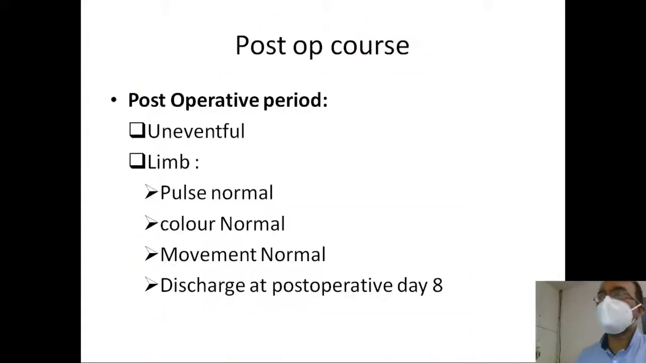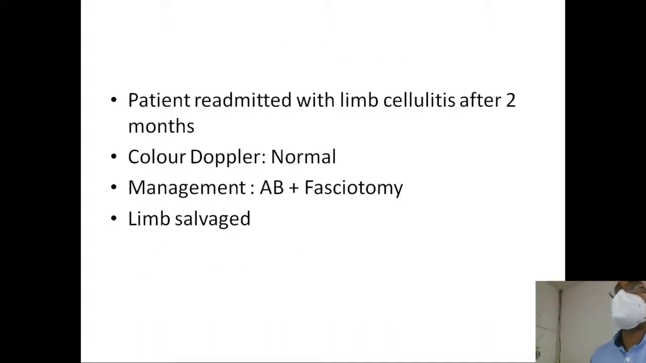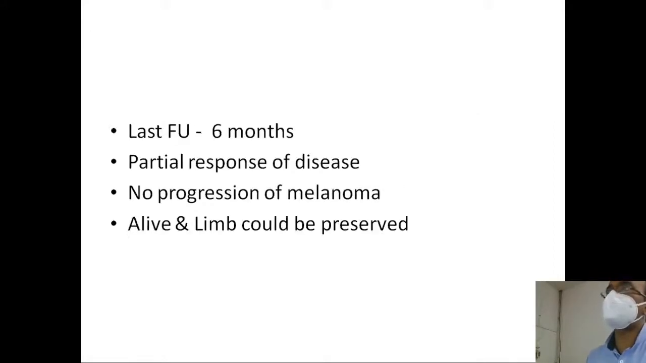The post-operative course was uneventful. The limb had normal pulse, color was normal, movement was normal, and the patient was discharged on post-operative day 8. The patient was readmitted with limb cellulitis after 2 months of surgery. The color Doppler was normal. The patient was managed with antibiotics and fasciotomy, and by that we could preserve the limb.